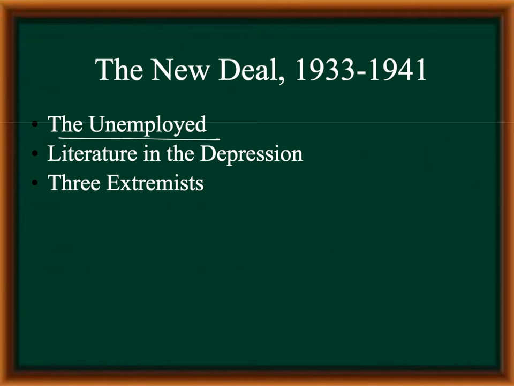Roosevelt had appointed a guy named Harry Hopkins to head the Federal Emergency Relief Administration, or FERA, in 1933. And this program gave $500 million to states to be dispensed through state relief programs. And he insisted that unemployed people needed jobs, not handouts.